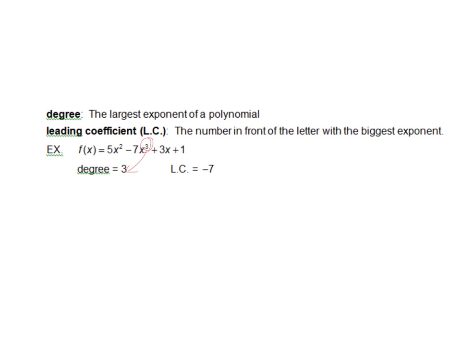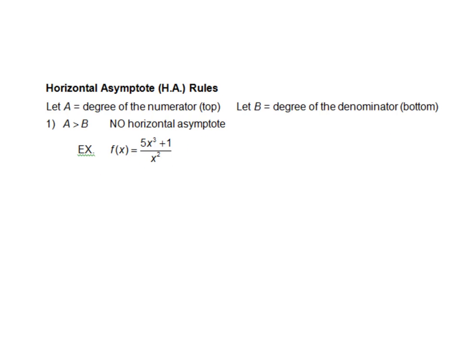And then when we look at the number in front of the x cubed, negative 7, that's the leading coefficient. So we'll need both of those terms with our horizontal asymptote rules. There are 3 different scenarios for horizontal asymptotes. We're going to let A be the degree of the numerator, or the top, and B be the degree of the denominator, or the bottom.